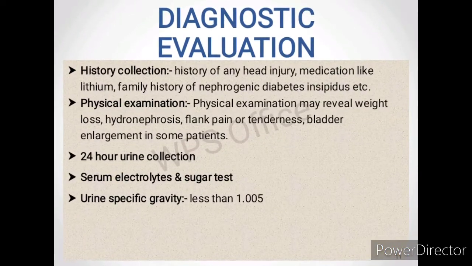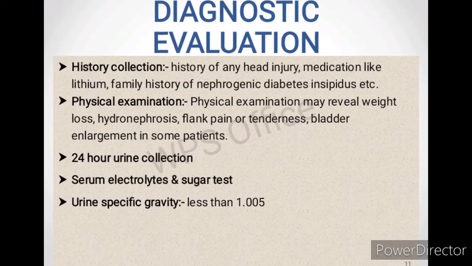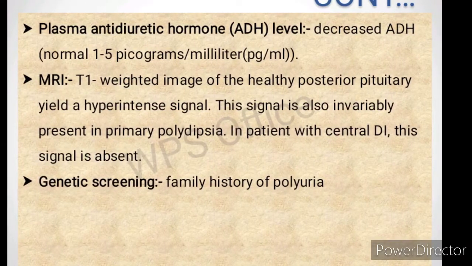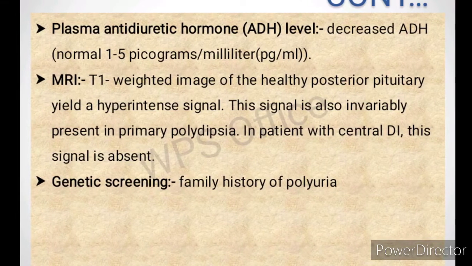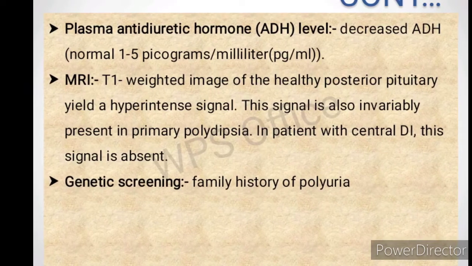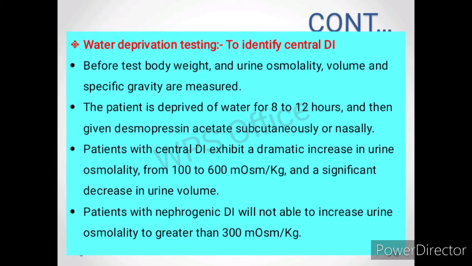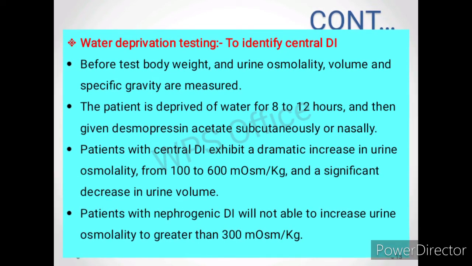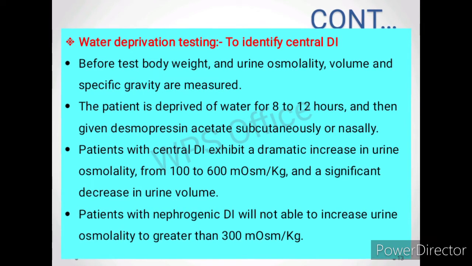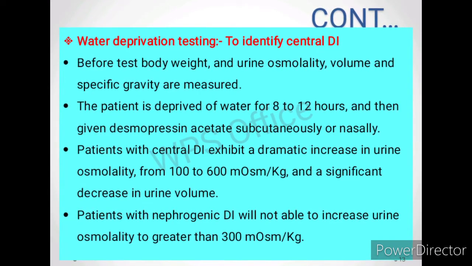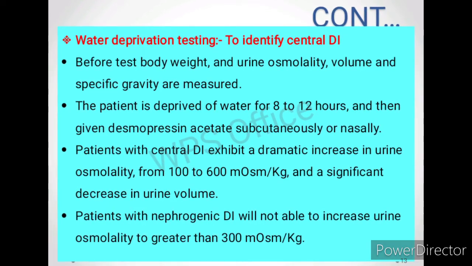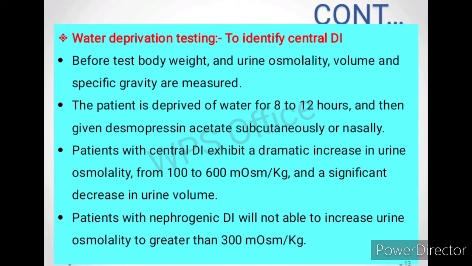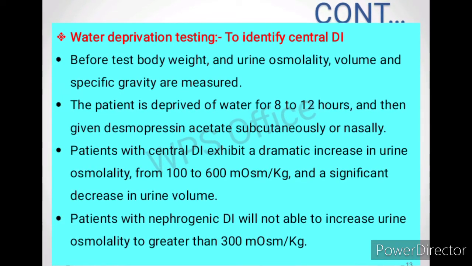In the diagnostic evaluation, we'll do the history collection, physical examination, then 24-hour urine collection, then serum electrolytes, sugar test, then urine specific gravity, then plasma antidiuretic hormone level we can do, then MRI, genetic screening. We can also do water deprivation testing. Before doing this test, we should weigh the body and check urine osmolality, volume, and specific gravity. Then the person is deprived of water for 8 to 12 hours. After that, desmopressin acetate will be given subcutaneously or nasally.